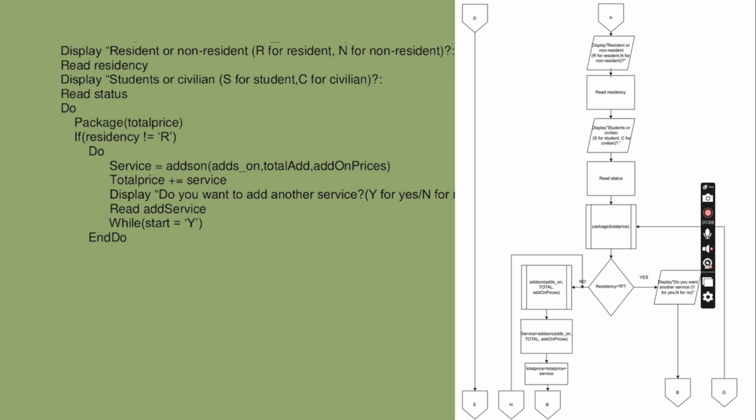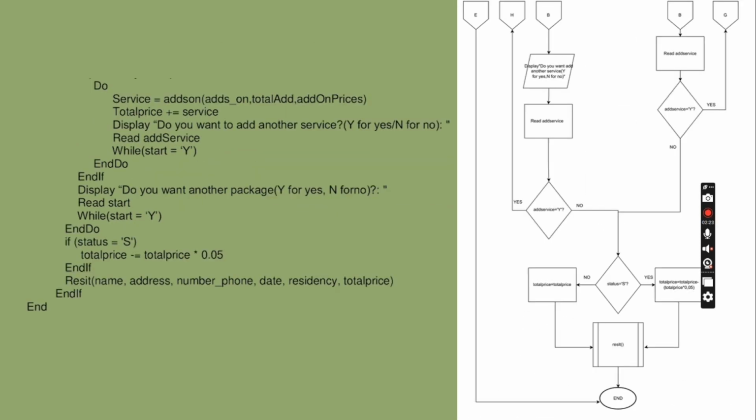Okay, so if the resident is not R, which is a false statement, the add-ons function will execute. Then service will be equal to the add-ons function. Then total price will be equal to total price plus service. Then it will prompt the user to add another service. So if the user doesn't want another service, it will escape the loop.